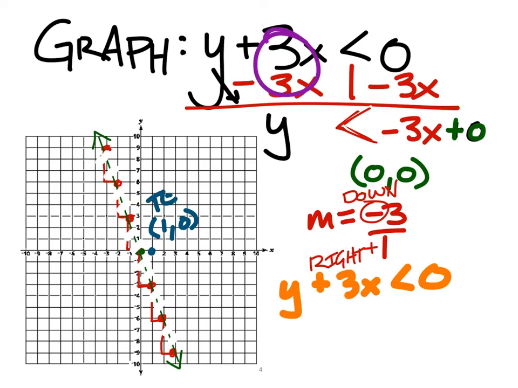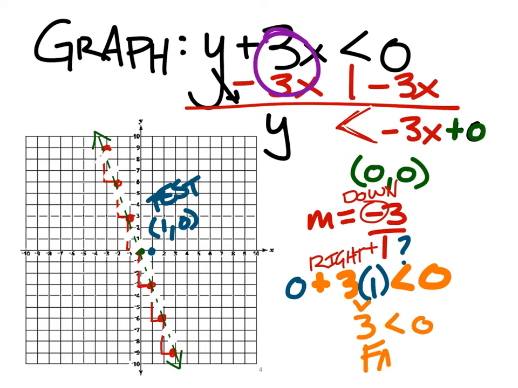So I'm just testing this point to see if it's true or not, and I'm going to go into the equation that I just wrote, and I'm going to replace the x with the 1 value that I just got from choosing that point, and the y value is going to be replaced with 0. And then we're going to see if this is true or not. So I put a question mark right there. And to solve this one, 3 times 1 is 3. 0 plus 3 is 3. So is 3 less than 0? No, that's false.